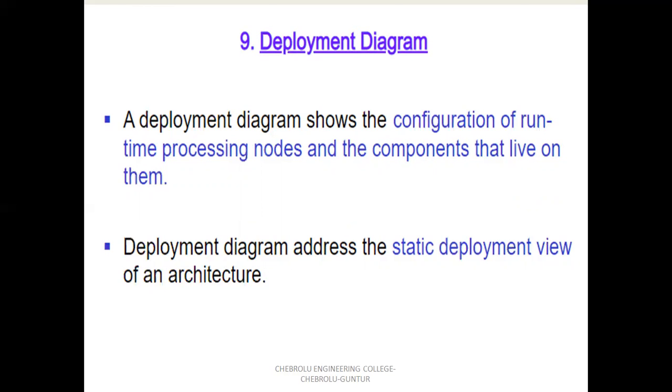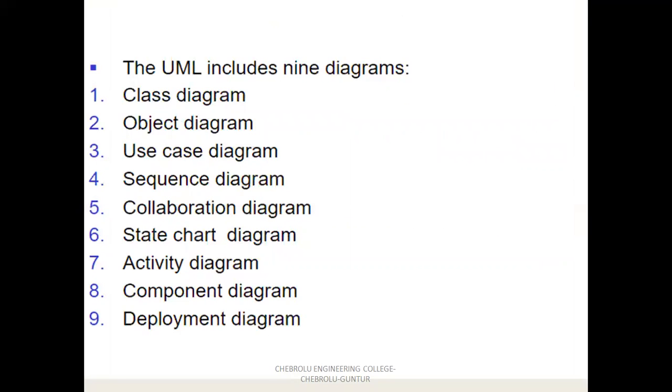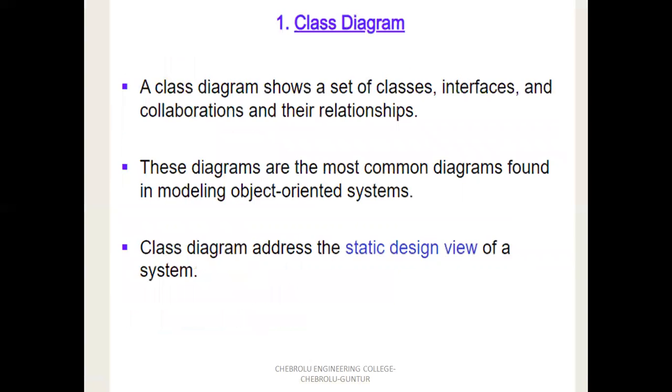The five diagrams are object, class, use case, component, and deployment diagram. These five diagrams represent the static view of the system. They represent the structure of the system, the structural part or the static part of the system. The remaining four diagrams, that is sequence diagram, collaboration diagram, state chart diagram, and activity diagram, represent the dynamic part of the system, or the behavior part of the system.